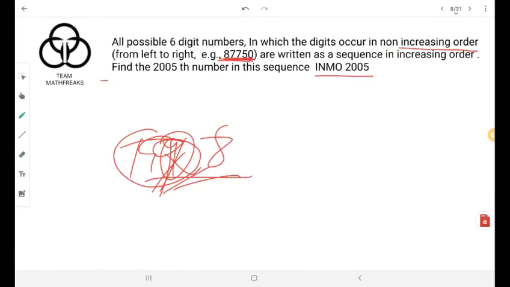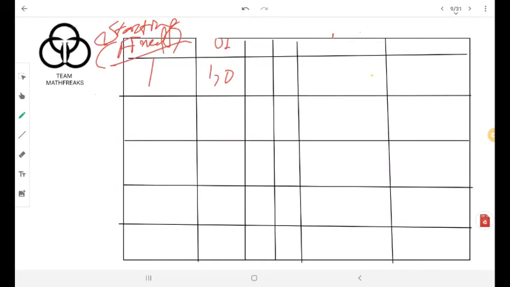The condition given is all possible 6-digit numbers in which the digits occur in non-increasing order. It can be 1, 1. It cannot be 1, 9, because that is increasing order. So what are the two possibilities? It can be equal to 1 or lesser than 1. If we have n, then it has to be less than or equal to n. That is the simple logic. So less than or equal to 1, we have only 0 and 1 as the available options.